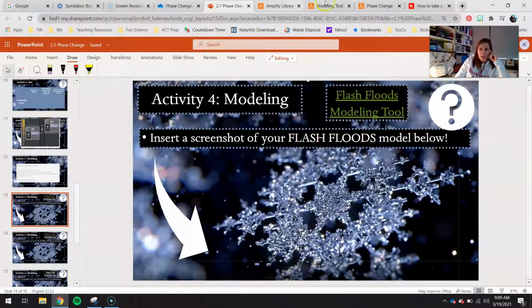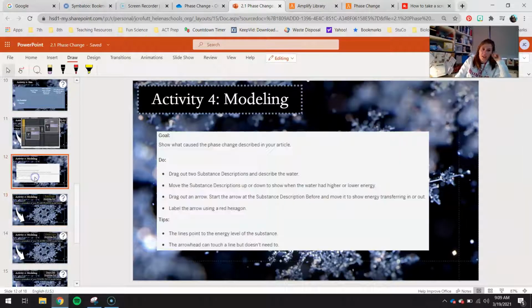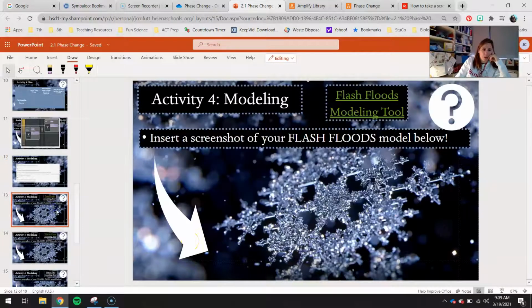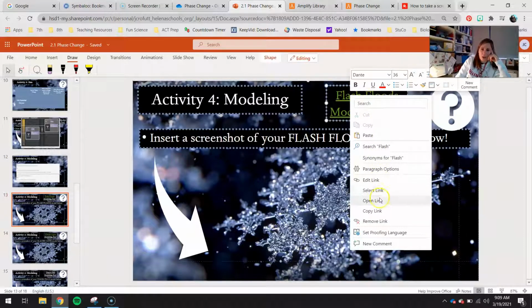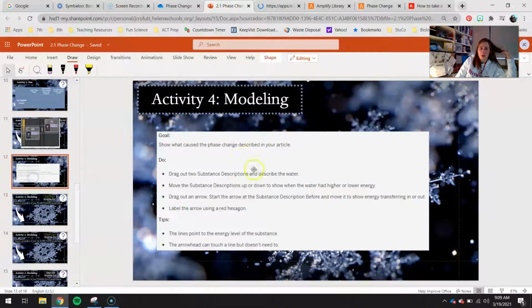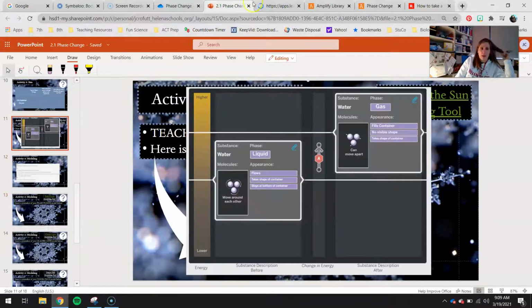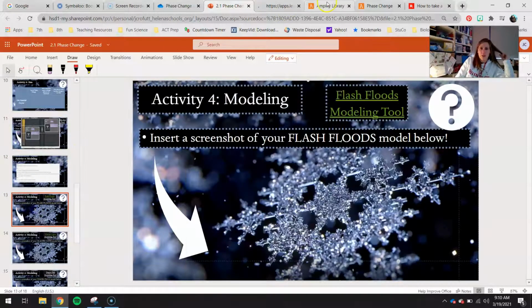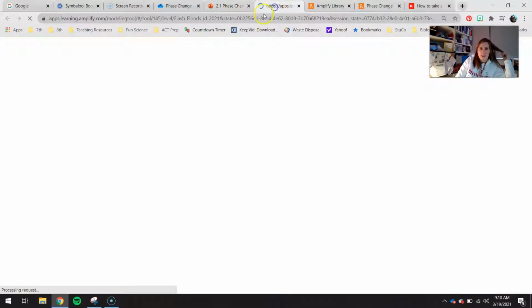Okay? Moving on, I'm going to exit out of that modeling tool because my next page will have that same modeling tool. So here are your instructions if you need to read through those. But here's your flash floods modeling tool. Again, it is different, so you will want to open up this new link. And again, you will walk through these same phases here. So remember, we are starting out with this modeling tool for flash floods. It's going to take forever to load for me, isn't it?